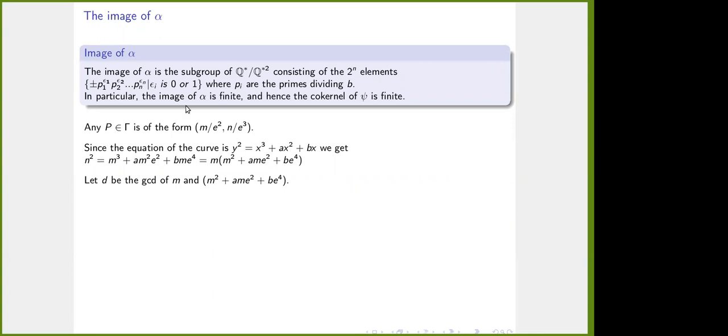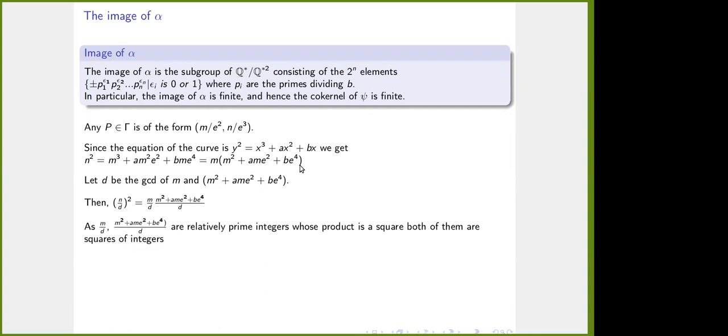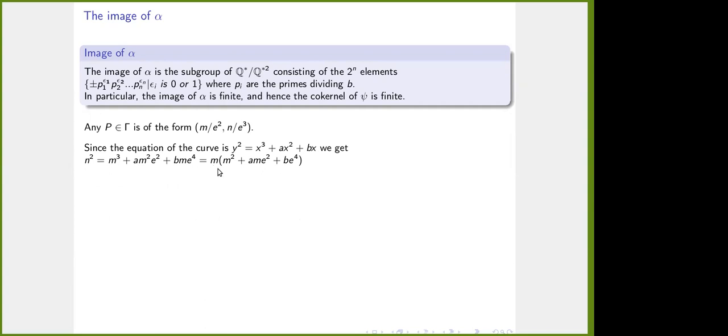The proof of this number theoretic fact is basically, again, you take any point on the elliptic curve, as we've shown, you can write it in this form, and we plug it into the equations, and when we simplify, we get this expression here: n square equal to some expression in m, b and e, and we take the GCD of this. Suppose n and m had GCD 1.